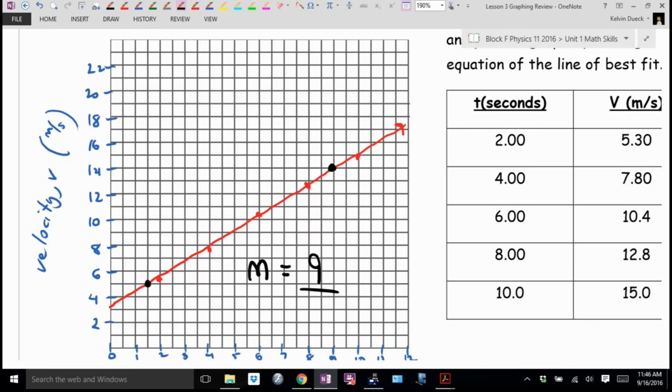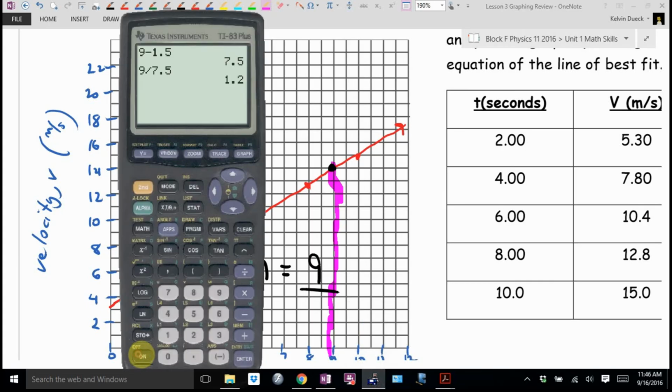I do the same thing with the run. For me, I'm at 9, and I'm halfway between 1 and 2. What's halfway between 1 and 2? 1.5. So my run is 9 take away 1.5, which I probably could have done in my head, but you can use a calculator if you need to. My run is 7.5. Whatever yours is, I don't know.